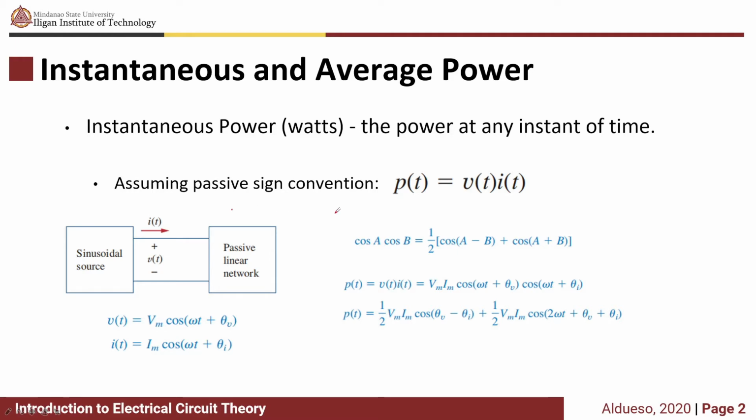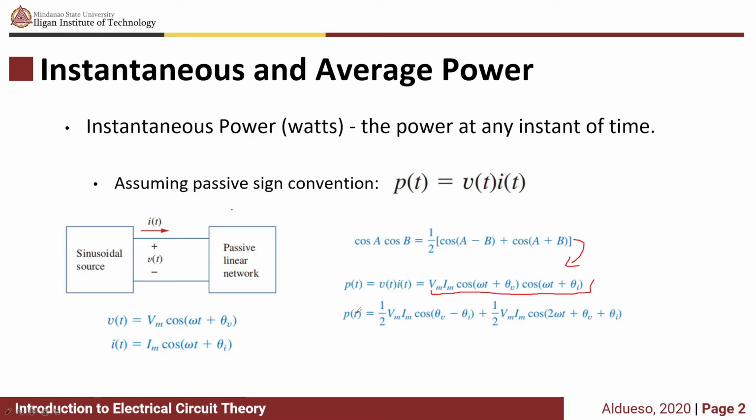For example, if we have this passive linear network with a sinusoidal source where v(t) is given by Vm cosine(omega t plus theta V), then we have the current Im cosine(omega t plus theta I). So our instantaneous power, substituting v(t) and i(t), we have this equation. Now using this identity, we will arrive at this equation.